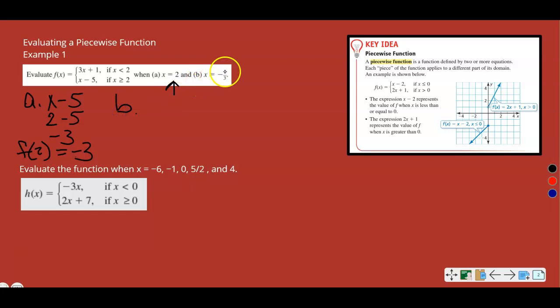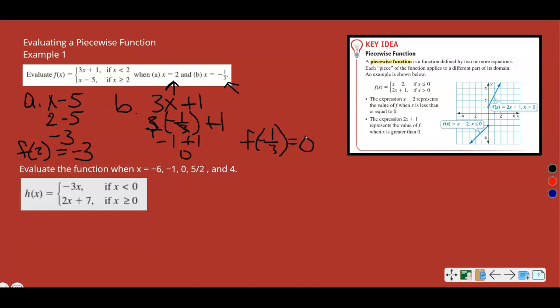All right, now we're going to look at b part exact same way. So x equals negative 1/3. Is negative 1/3 less than 2? It is. So we're going to plug it into the first part of the function. So the first function is 3x plus 1. Now we're going to plug negative 1/3 in for x. So we're going to have 3 times negative 1/3 plus 1. We can write any number as a fraction by putting it over 1. So that reduces and becomes negative 1 plus 1, or 0. So in the same way, we can say f of negative 1/3 equals 0.